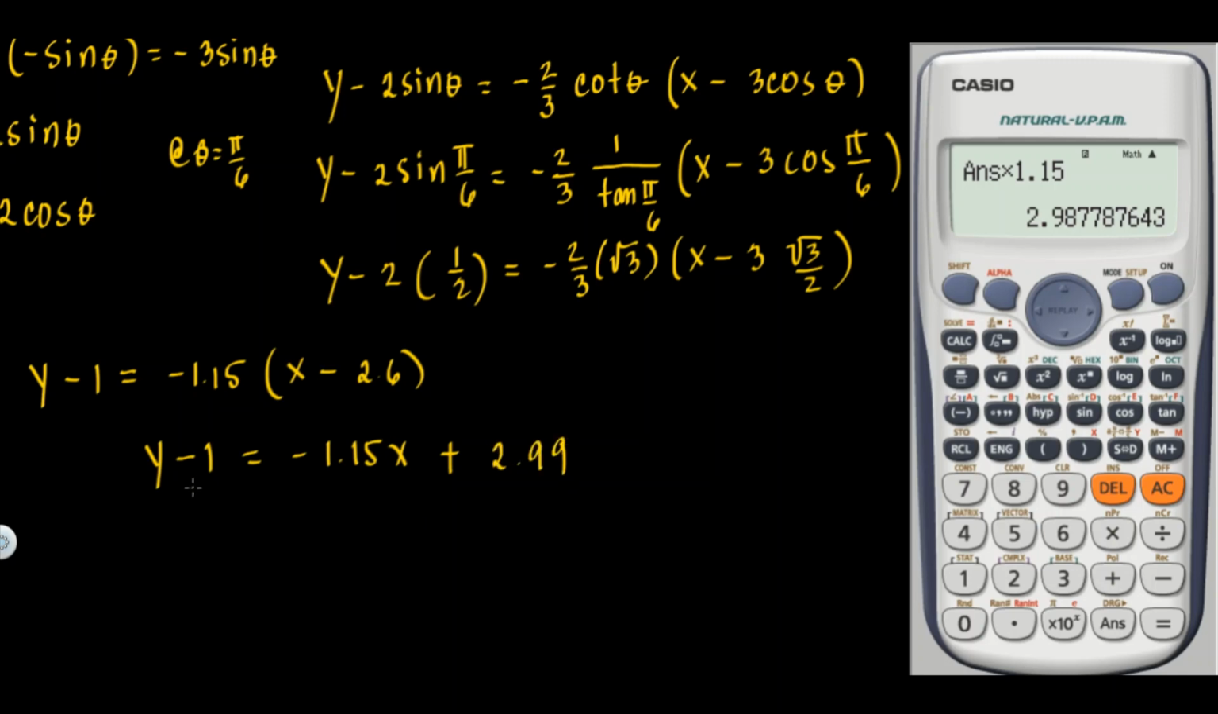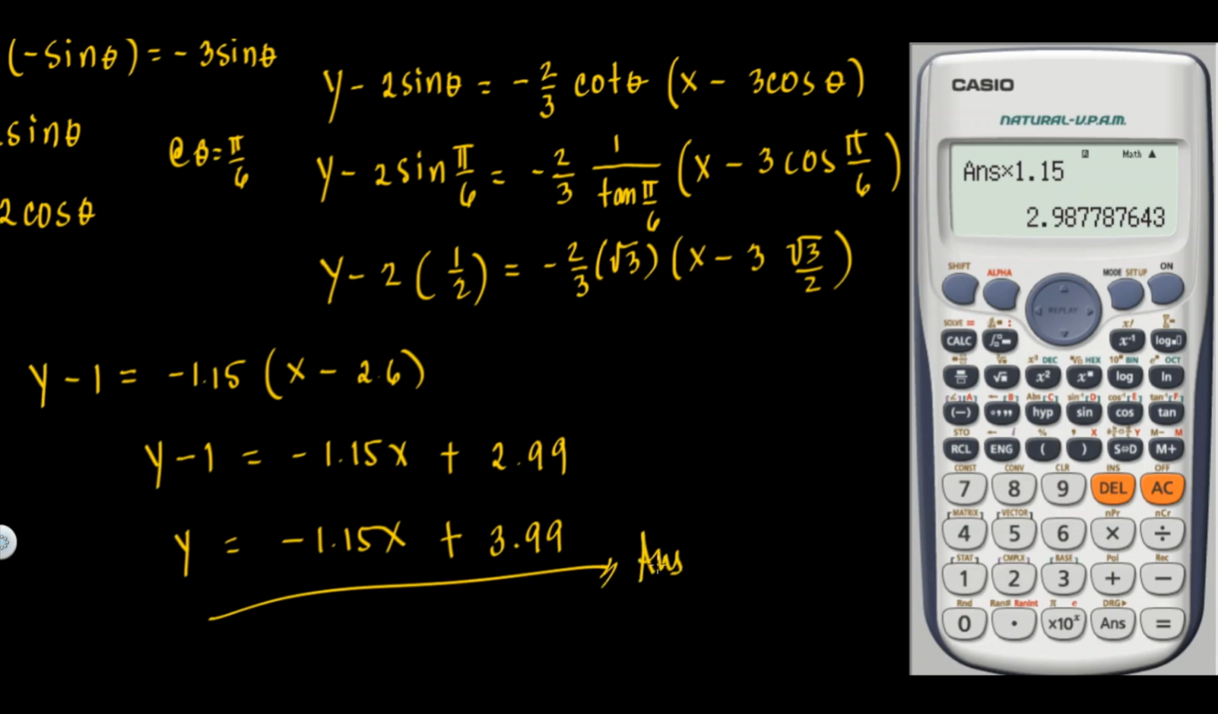Let's move the positive 1 to the other side. So we have y equals minus 1.15x plus 3.99. That is our equation. So this is the answer. Okay, next problem.